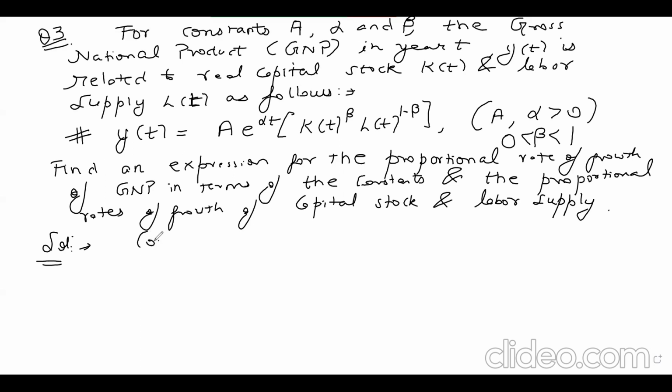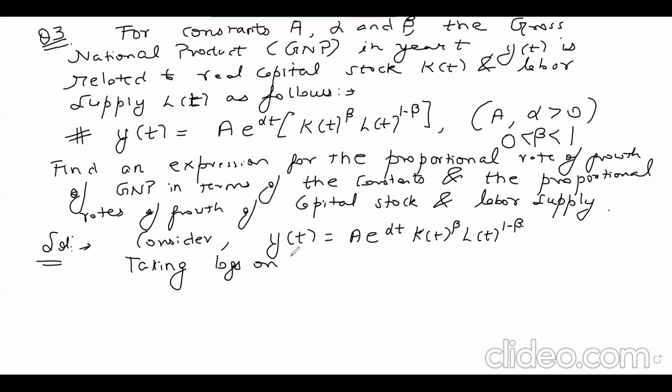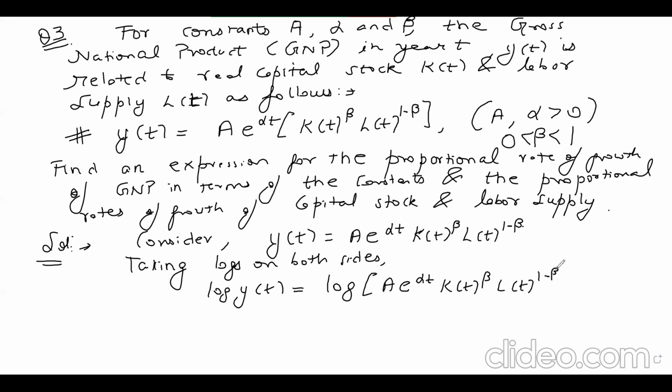So consider y of t, which is a e to the power alpha t, k of t to the power beta, l of t to the power 1 minus beta, taking logs on both sides. I get log yt is equal to log of this whole expression a e to the power alpha t, kt to the power beta, lt to the power 1 minus beta.